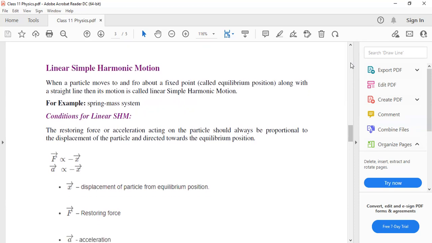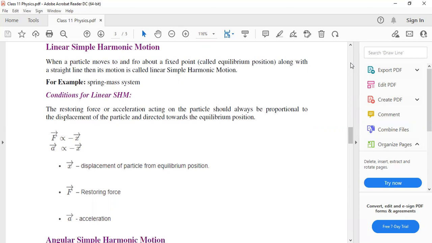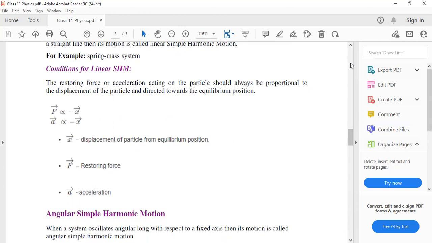These are some conditions for linear SHM. The restoring force or the acceleration acting on the particle should always be proportional to the displacement of the particle and directed towards the equilibrium position. F is proportional to minus x vector, or a is proportional to minus x vector. Here x is the displacement of the particle from the equilibrium position, F is the restoring force, and a is the acceleration of the particle.